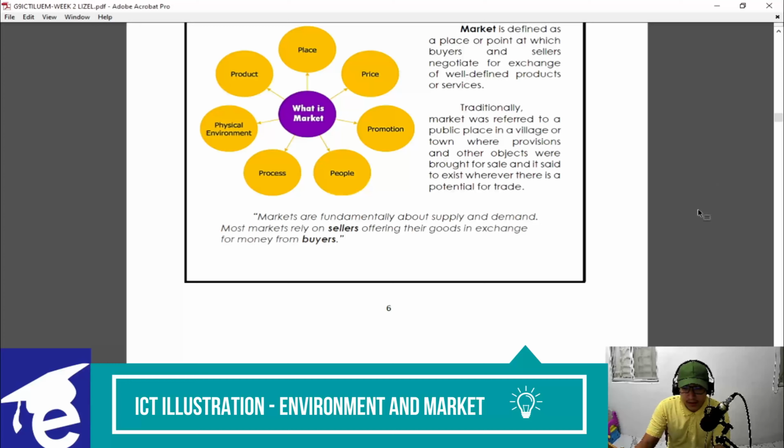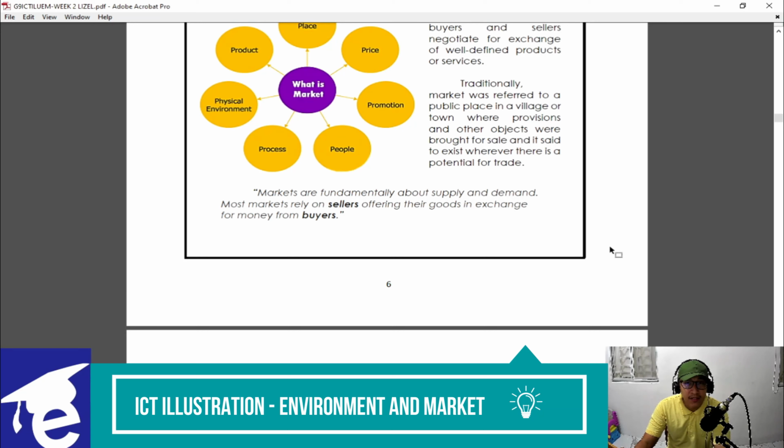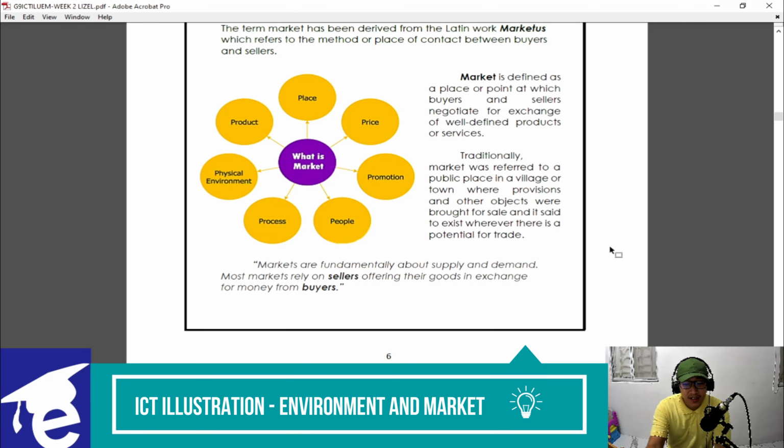So the next thing is remembering what the market concept is. Markets are fundamentally about supply and demand. Most markets rely on sellers offering their goods in exchange for money from buyers. So what is the law of supply and demand? It's basically tackled in economics. I'm not going to mention everything about the law of supply and demand, but you have to know the principles of it. So, what's the law of supply and demand?